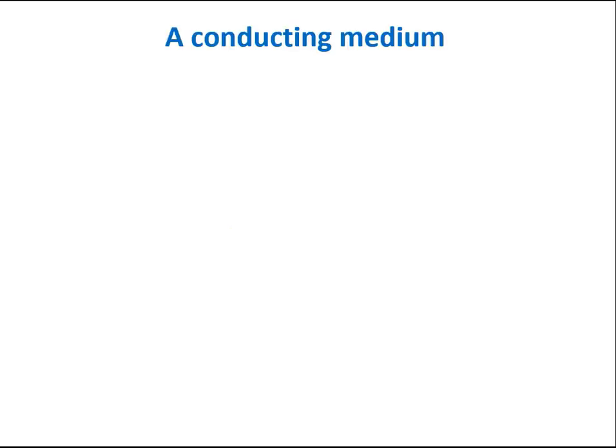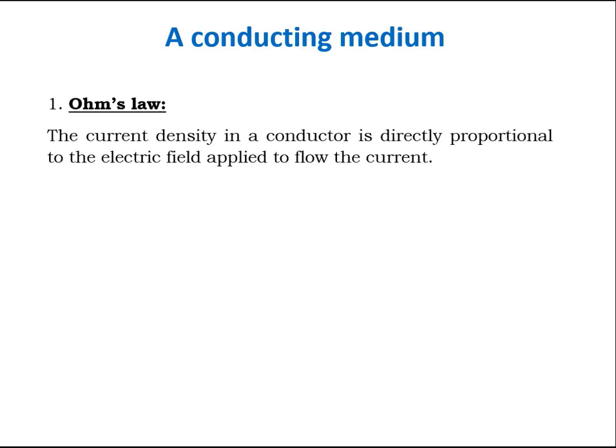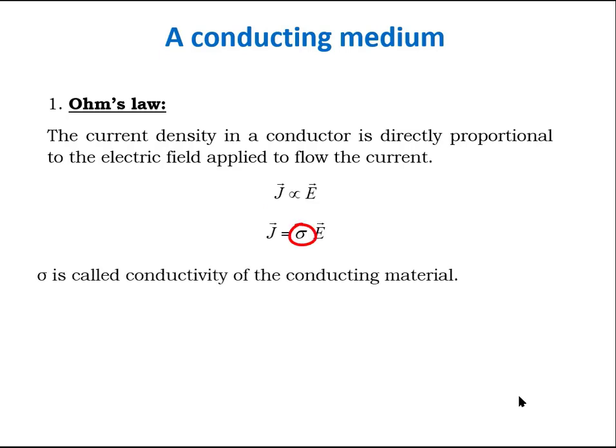But before proceeding further, we start with defining a conducting medium. For this, we shall discuss a few properties of a conducting medium. The first one is Ohm's law. According to Ohm's law, the current density in a conductor is directly proportional to the electric field applied to flow the current. The proportionality constant is known as conductivity of the medium.